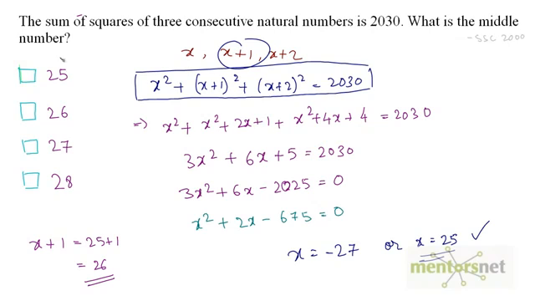So you may mistakenly mark option A, but that is not the right answer. The right answer is option B, because you have to find out the middle number.